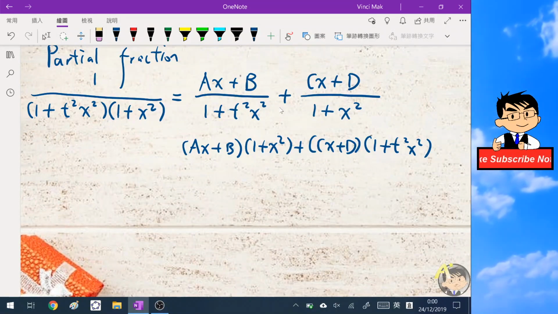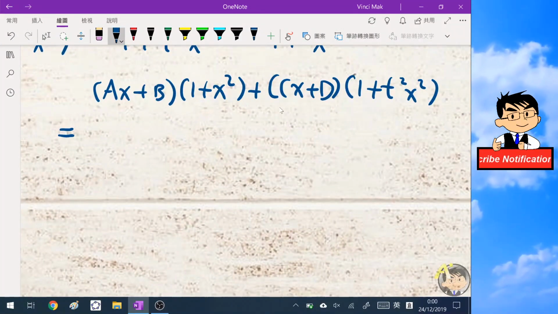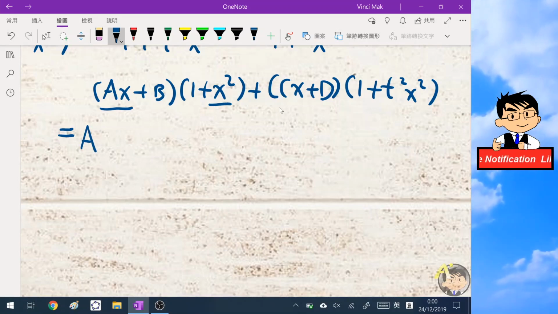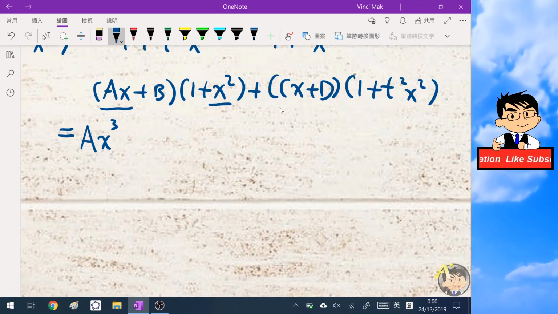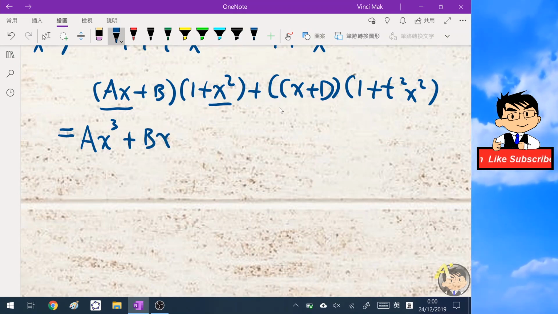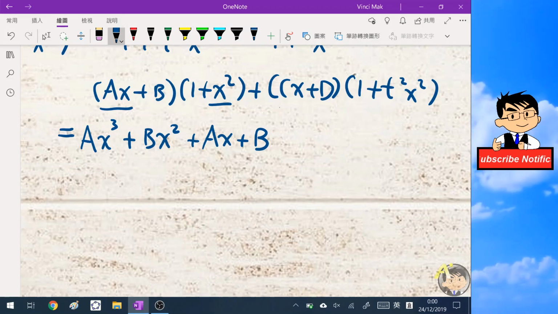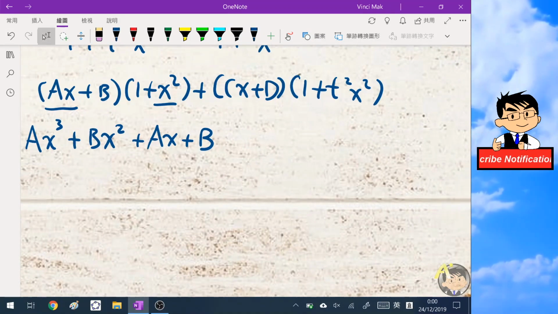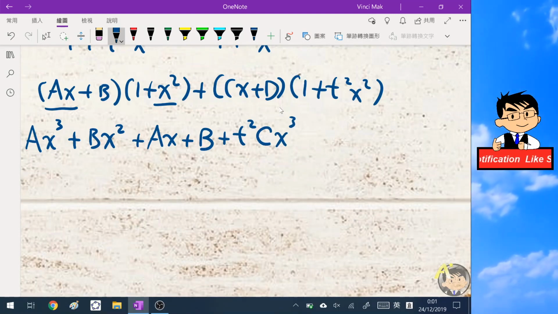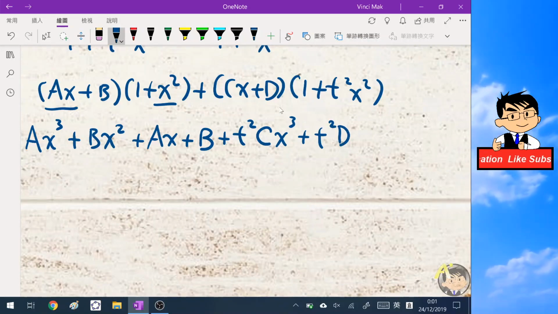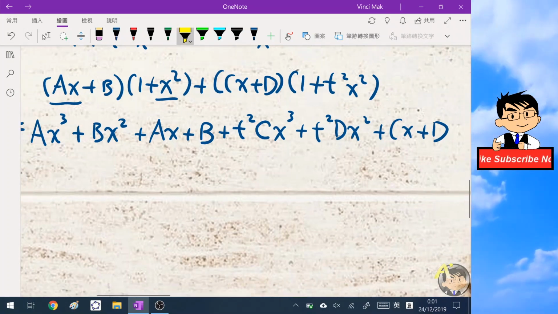So I will multiply all the things out. I will multiply these two terms first, arranged in descending power of x, which is ax cubed plus bx squared plus ax plus b, which is the first product. And then for the second product, we add t squared cx cubed plus t squared dx squared plus cx plus d. Wow, so many, but it's okay.